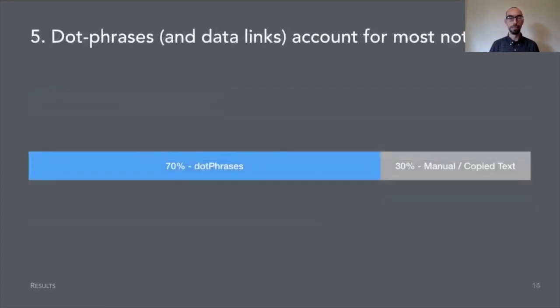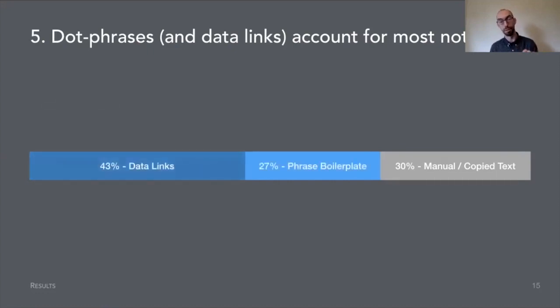Lastly, we were able to use some metadata to find that dot phrases and the data links buried in them account for most of note text. So when we look here, we estimate that 70% of text in the typical note is coming from these dot phrases, and only 30% is either copied in or manually added. We can break that down further and say almost half of the note, 43%, is being populated by data links, bringing in things like medication lists, problem lists, and about a quarter of the note is this boilerplate headers that you might see in these phrases.